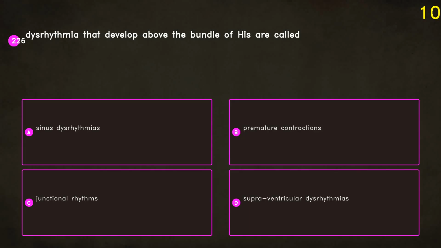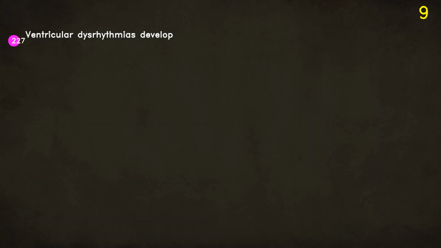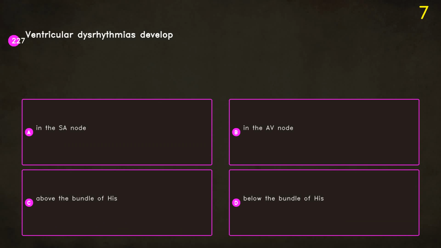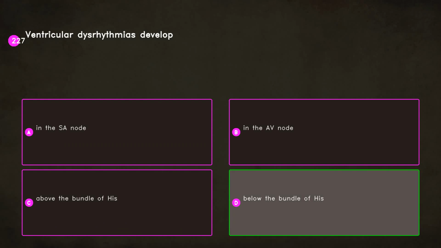Question 226. Dysrhythmias that develop above the bundle of His are called A. Sinus dysrhythmias. B. Premature contractions. C. Junctional rhythms. D. Supraventricular dysrhythmias. The correct answer is supraventricular. Question 227. Ventricular dysrhythmias develop A. in the SA node. B. in the AV node. C. above the bundle of His. D. below the bundle of His. The correct answer is below the bundle of His.